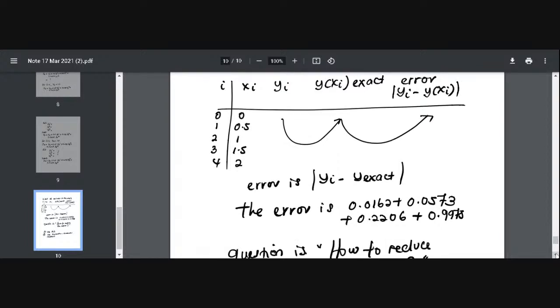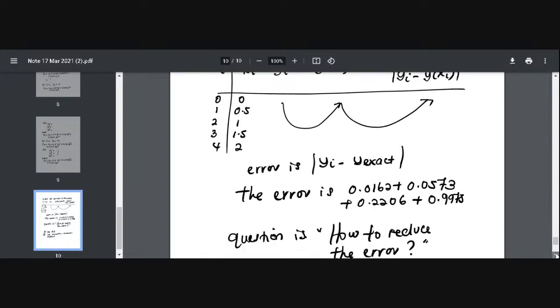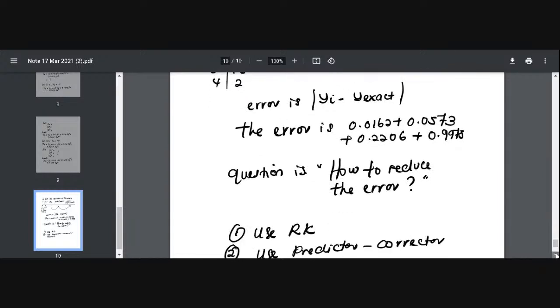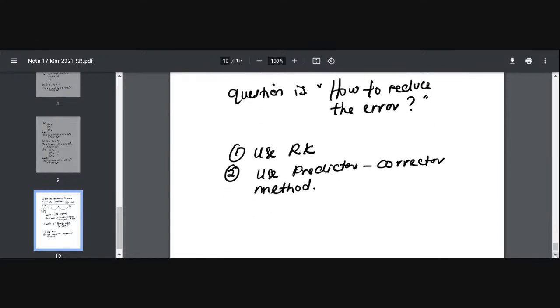How to reduce the error? When you subtract, you get the difference. To solve this problem, you can go to Runge-Kutta order 4, or let's go to the predictor-corrector method. This is a new method in numerical 2. We are going to solve the same problem, the same first order ODE, using predictor-corrector, the same style, but the method is an enhancement from the Taylor.